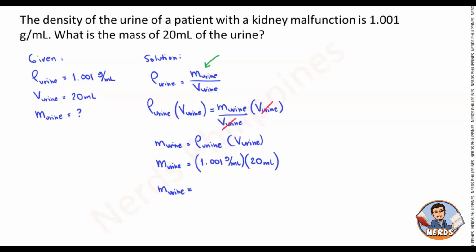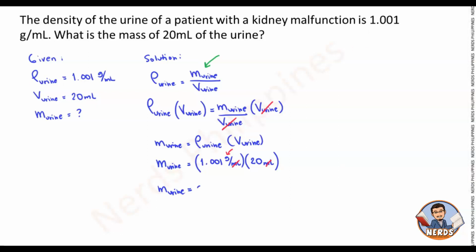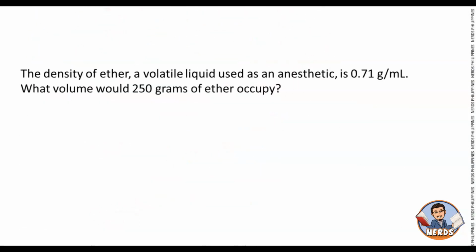So, para sa units natin, makakancel itong milliliter. Kaya, ang maiwan sa atin is itong gram. So, gamit tayo ngayon ng calculator. We have 1.001 times 20 is equal to 20.02 grams. So, this is our final answer sa question na to. Let's proceed to the next question.